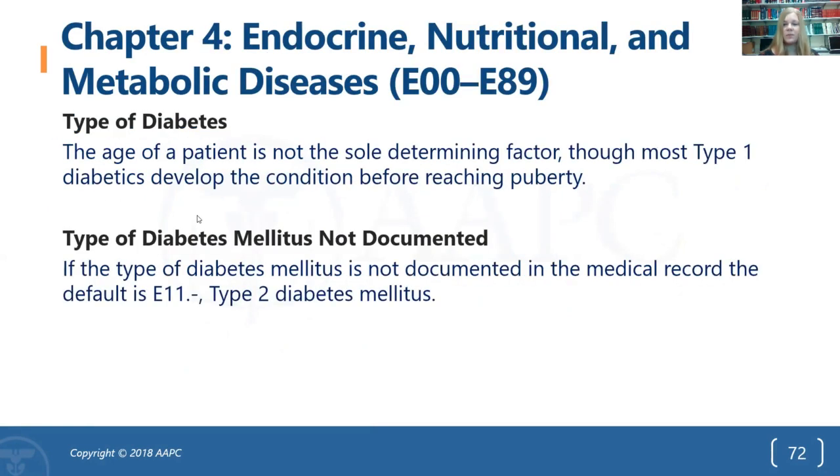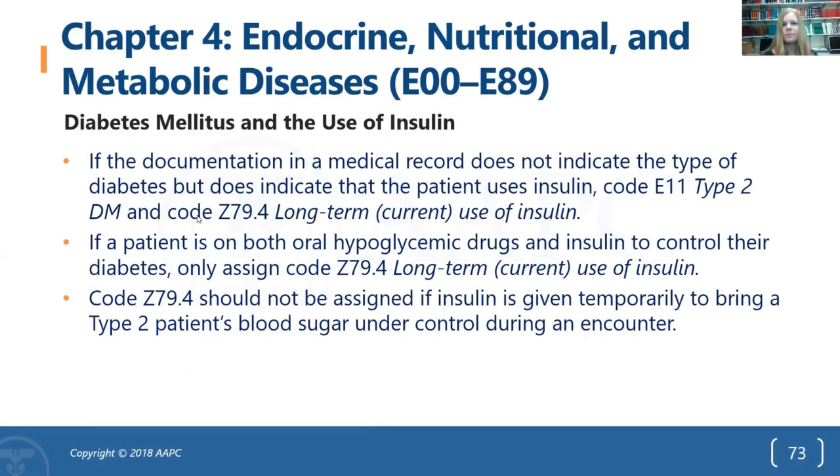When assigning the type of diabetes, remember that age is not the sole determining factor, although a lot of type 1 patients develop the condition before reaching puberty. Although, if the type of diabetes is not documented, you will default to type 2 diabetes. The code for long-term use of insulin should not be used if insulin is given temporarily to bring a type 2 diabetic patient's blood sugar under control during an encounter.